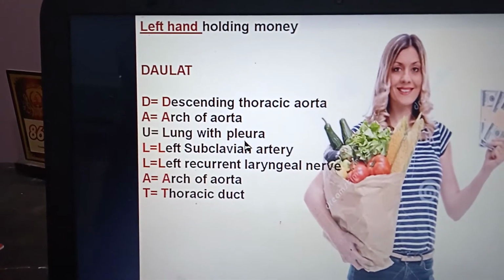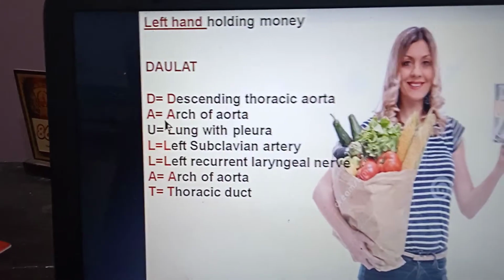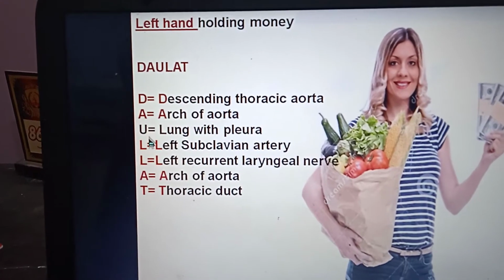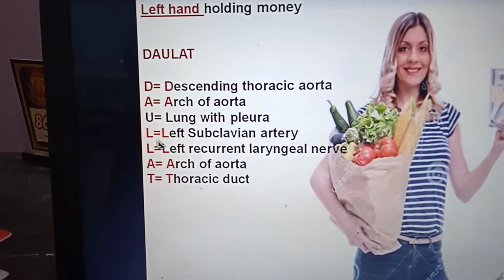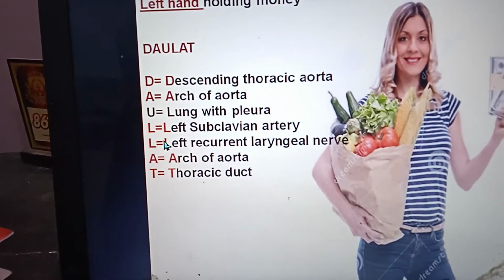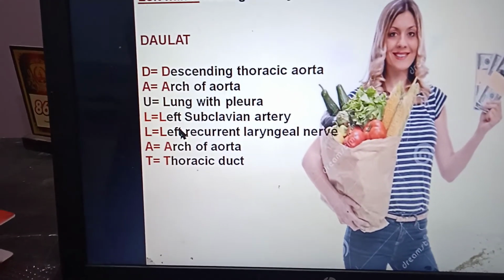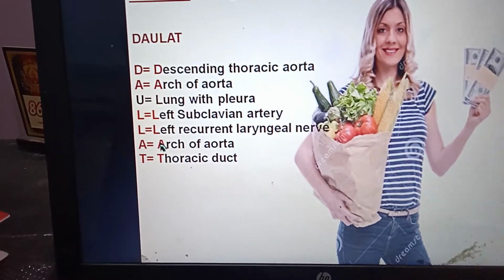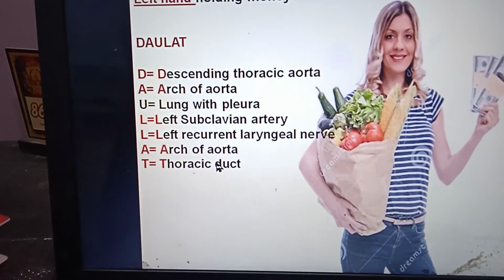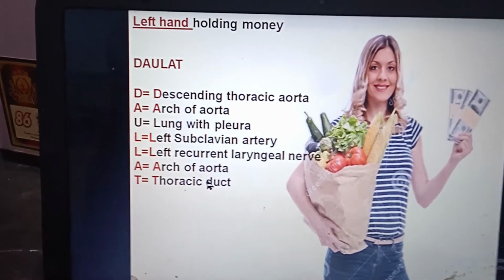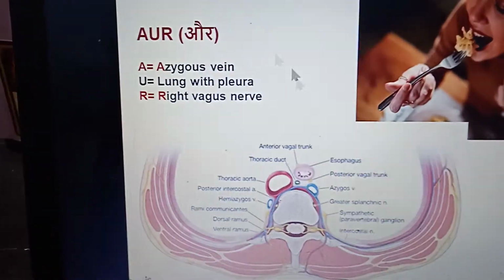lung with the pleura, U, just think that L is silent, lung with the pleura. Left subclavian artery, left recurrent laryngeal nerve, again arch of aorta because A is again here, and T for thoracic duct. Now come to this figure.